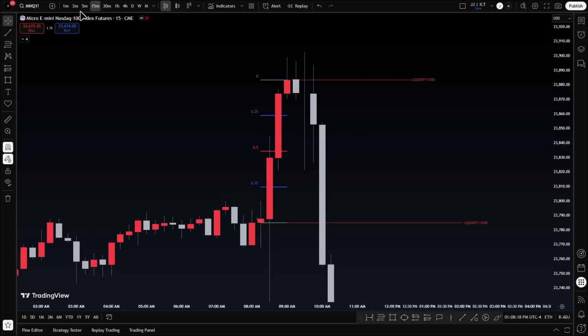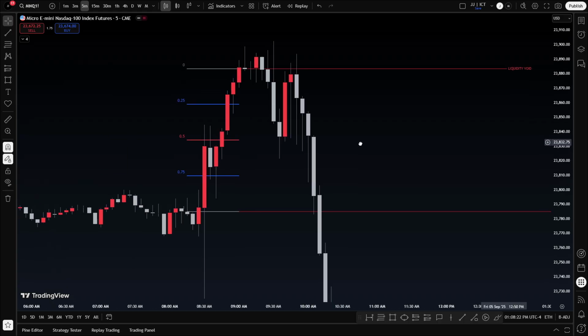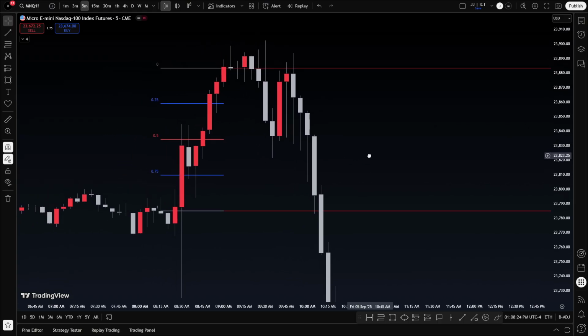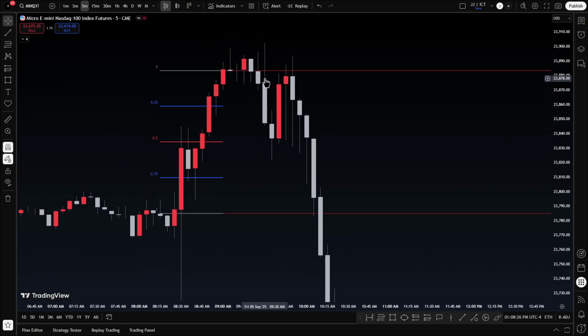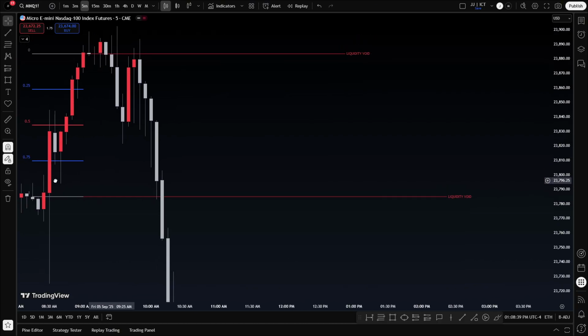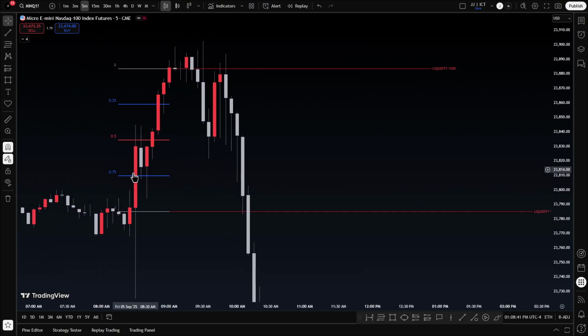So if we drop down to the 5 minute, you can clearly see 9:30. Price consolidates for the first 30 minutes, which is the opening range. Then guess what? 10 o'clock kicks in, which is when price should deliver. And boom, it rebalances the entire liquidity void. So now sell side has been offered.